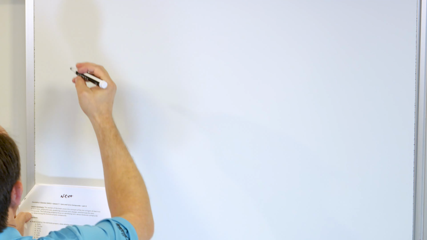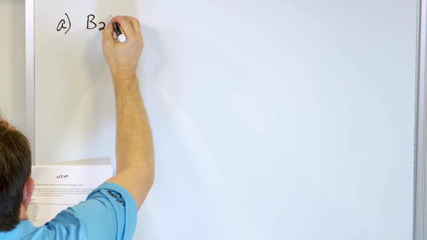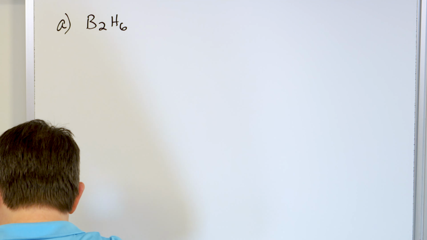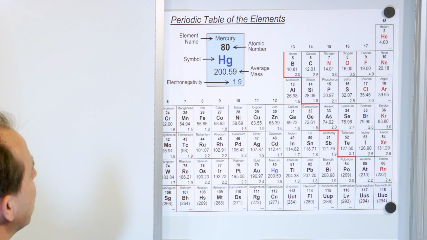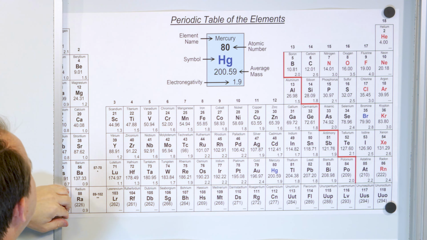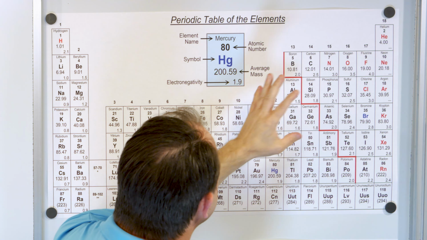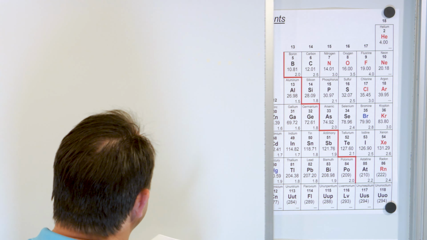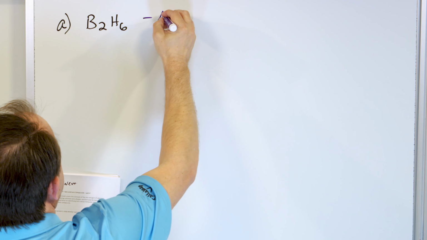All right, so let's see what we have. We have, for the first one, B2H6. All right, so this is boron and hydrogen. Boron is on the right-hand side of the table, hydrogen's on the left. However, hydrogen is always counted as a nonmetal. So it's really two nonmetals coming together. So because of that, it is a molecule, or it's molecular.